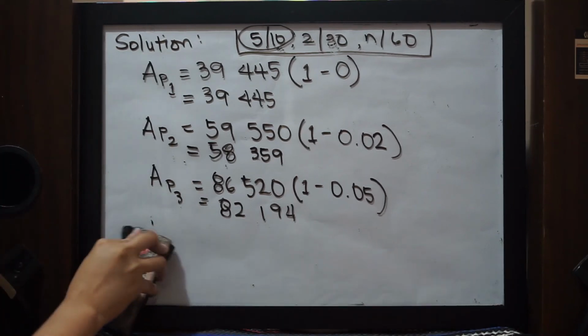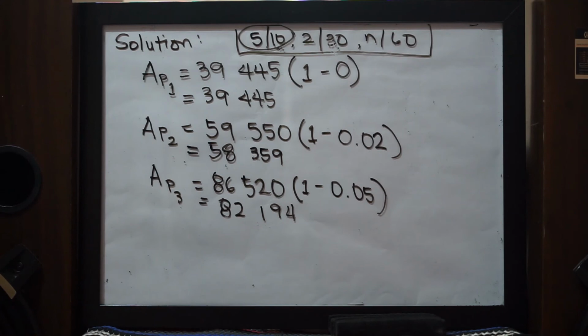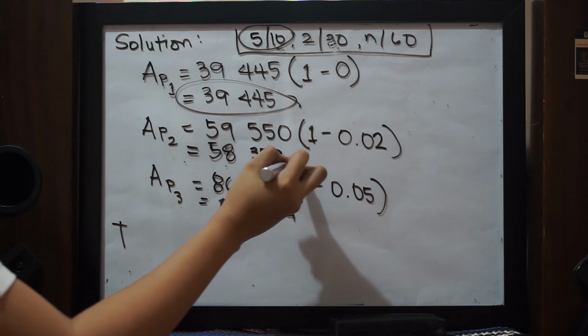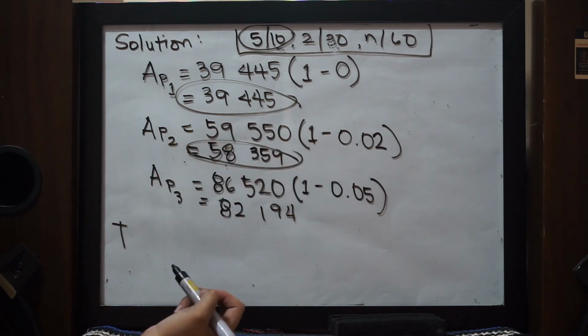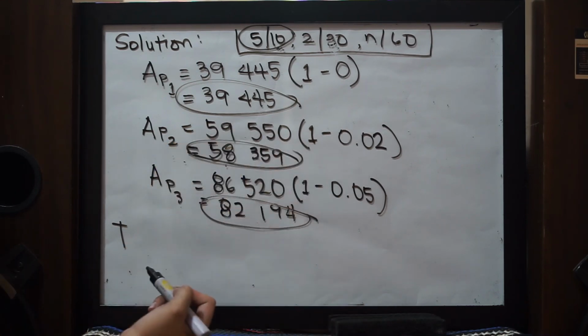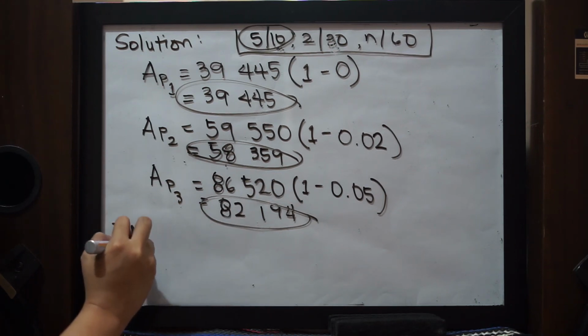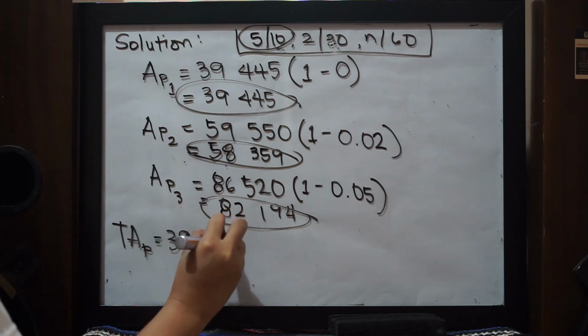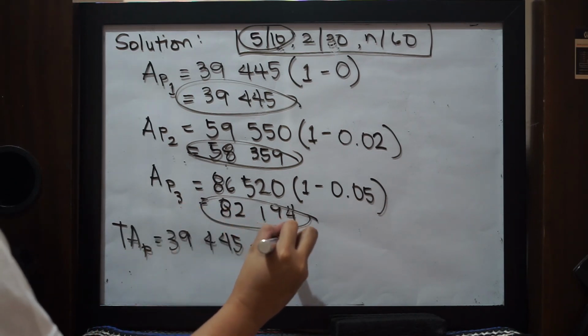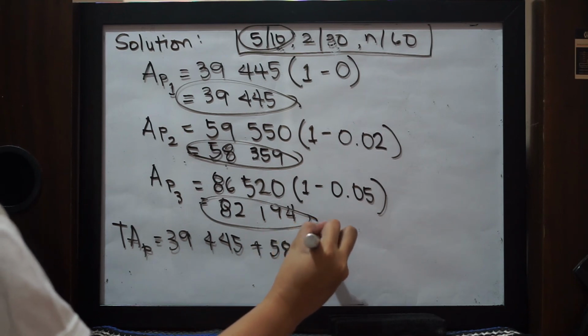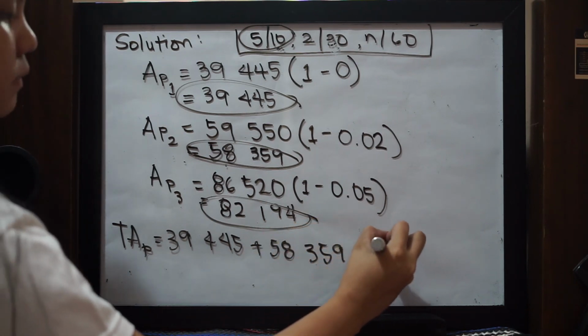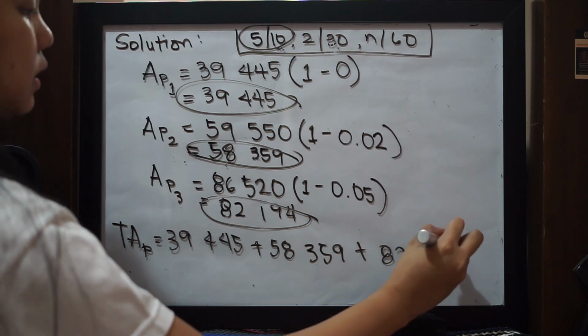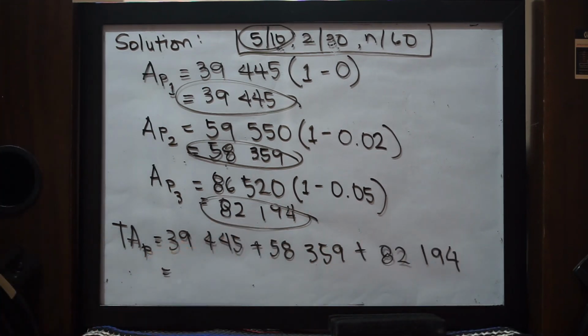Then, since they are looking for the amount payables in total, all we have to do is add 39,445, 58,359, and 82,194. So, the total amount payable is 39,445 plus 58,359 plus 82,194. So, using your calculator, you just add those three numbers.